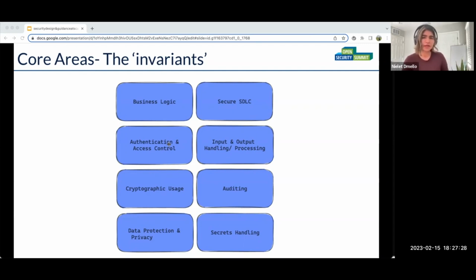Denial of service: is the component configured for high availability? Is it protected against DDoS? And also elevation of privilege: are the users assigned the least privilege required? So really thinking about these core areas and thinking from a STRIDE point of view has been really helpful when we are having the conversations.